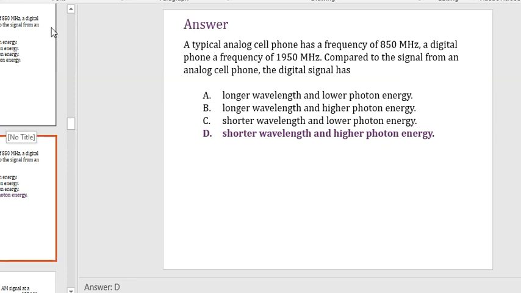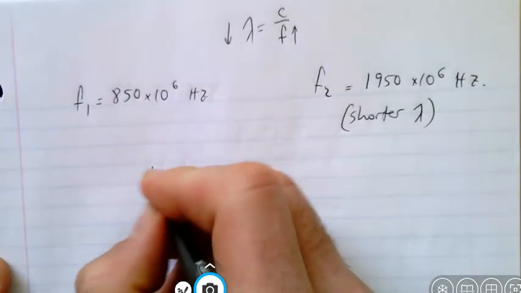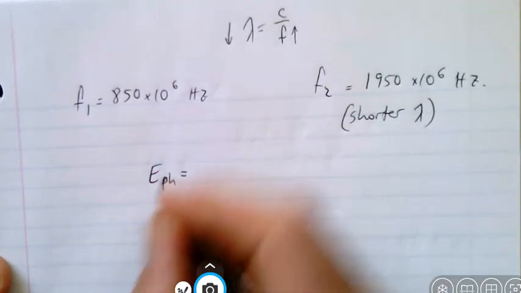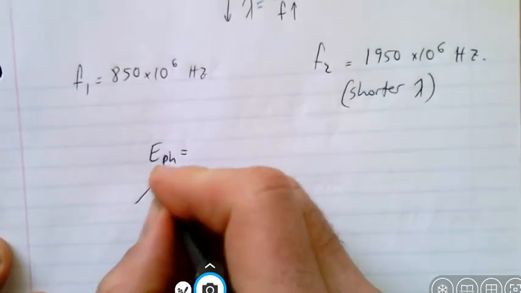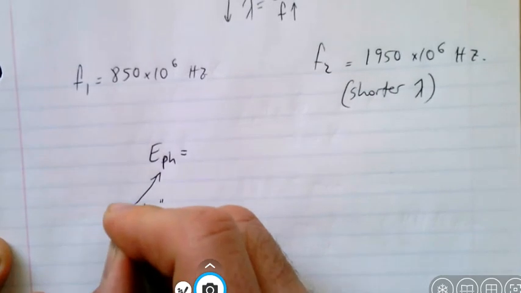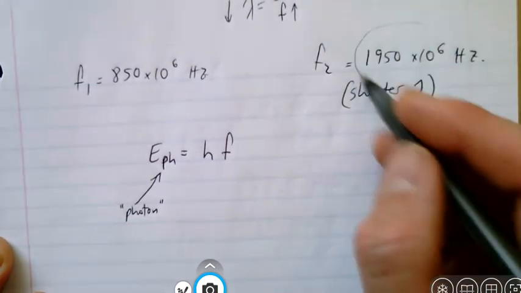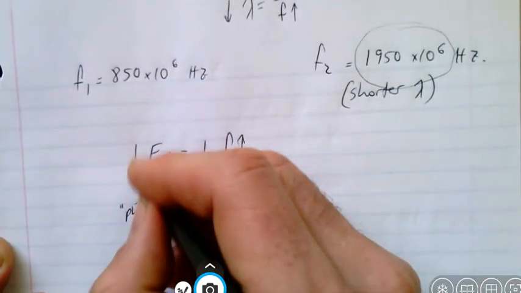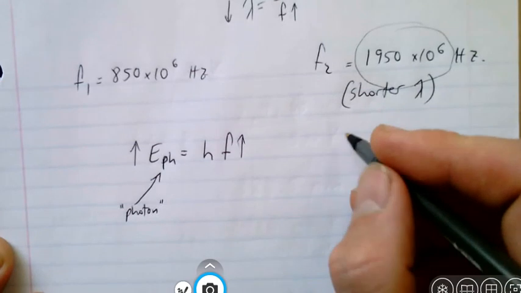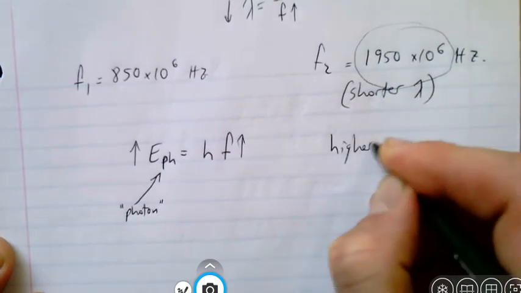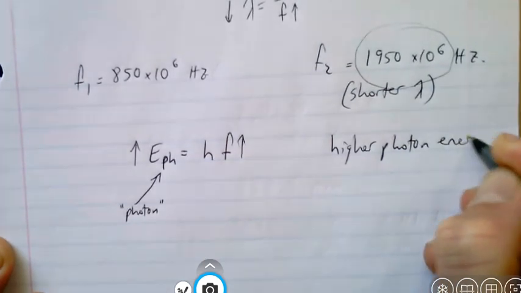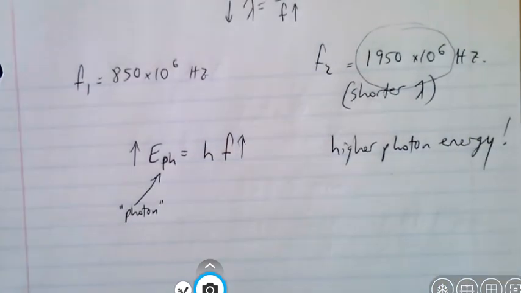And the second thing that we're asked to think through is, what about the photon energy? Well, in order to do that, we might take a look at the second equation that we had, which was energy of a photon. I'll try to write E_PH to remind you that this is the energy of a photon, not the electric field, right? And this is equal to H times F. So you can see very clearly here that the one with the larger F is going to have the larger photon energy. So this is also going to have a higher photon energy. So shorter wavelength, higher photon energy in this case.